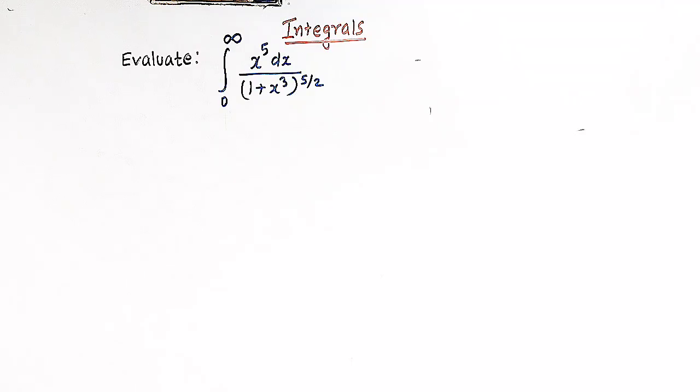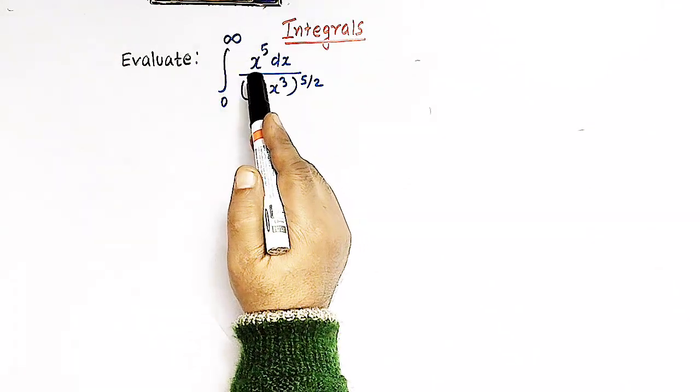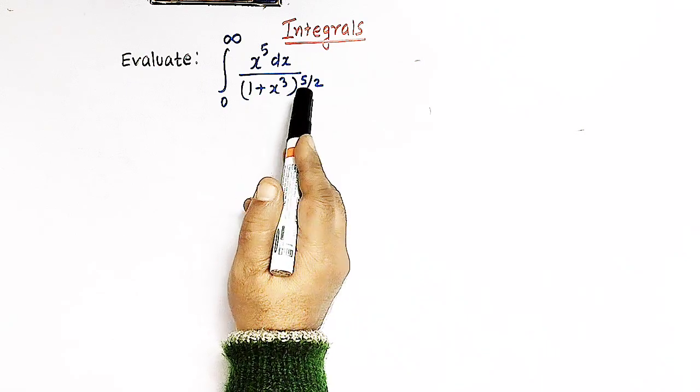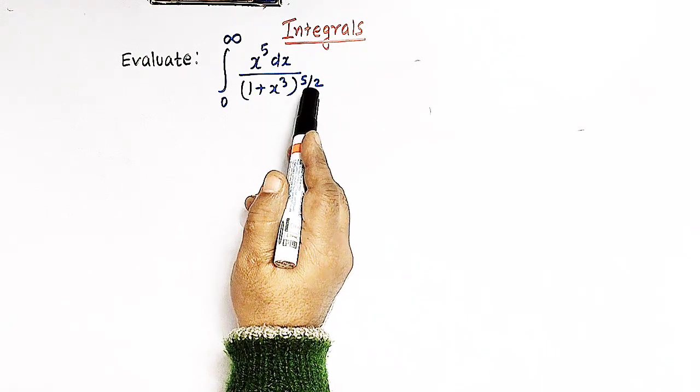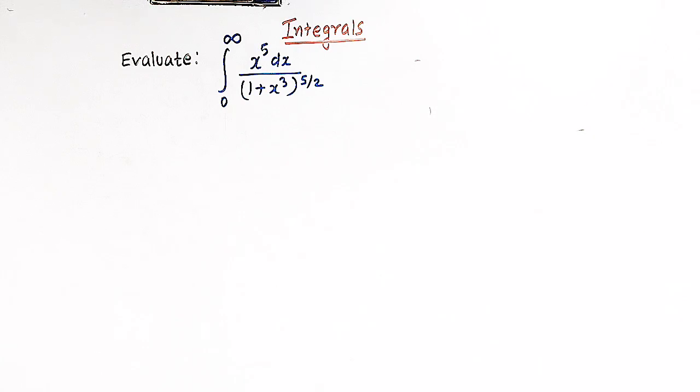Hello viewers, in today's session we are going to discuss another important problem from integration. Here we have to evaluate this integral from 0 to infinity of x raised to 5 divided by (1 plus x cube) raised to 5 over 2 dx. And here we are going to make use of the concept of beta and gamma functions to evaluate this integral.